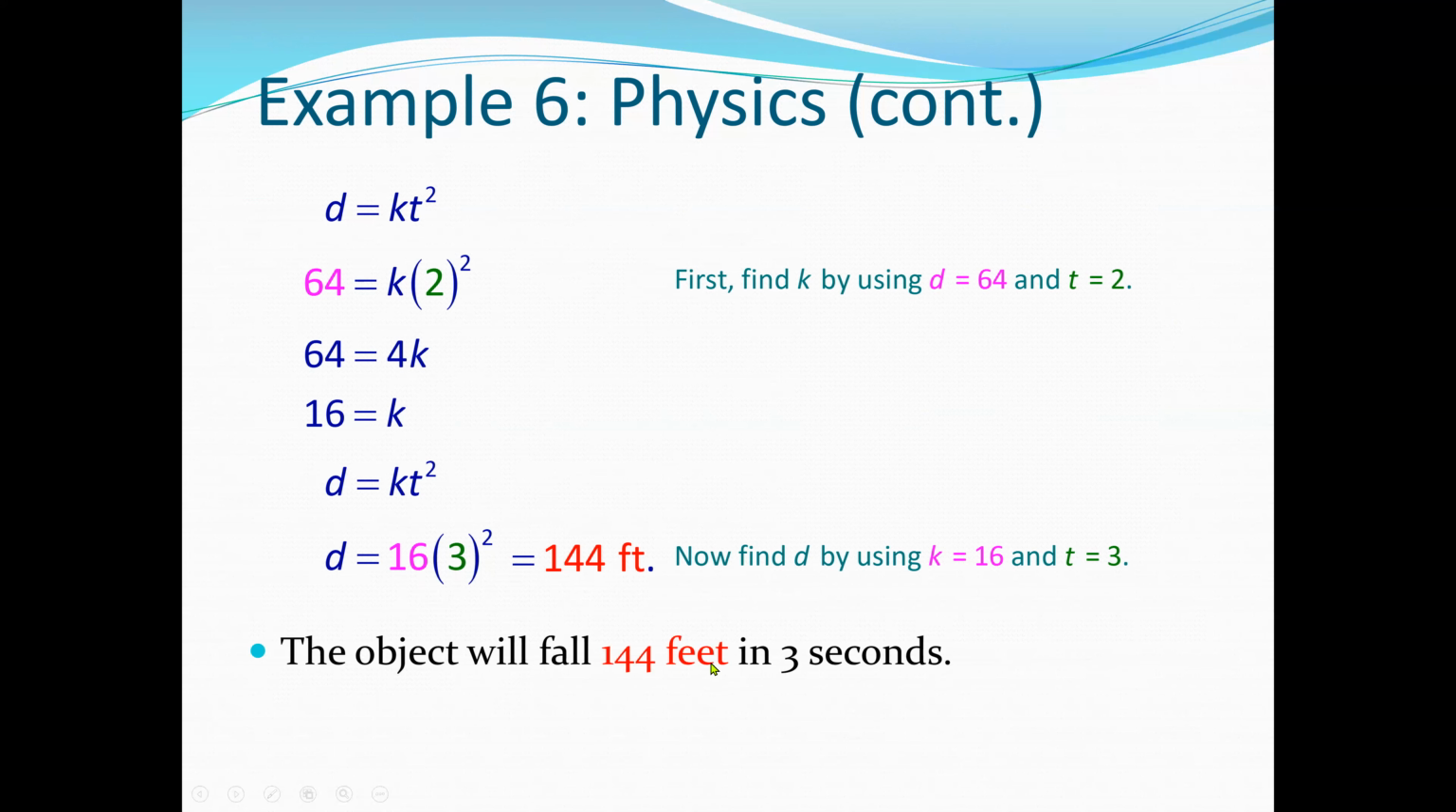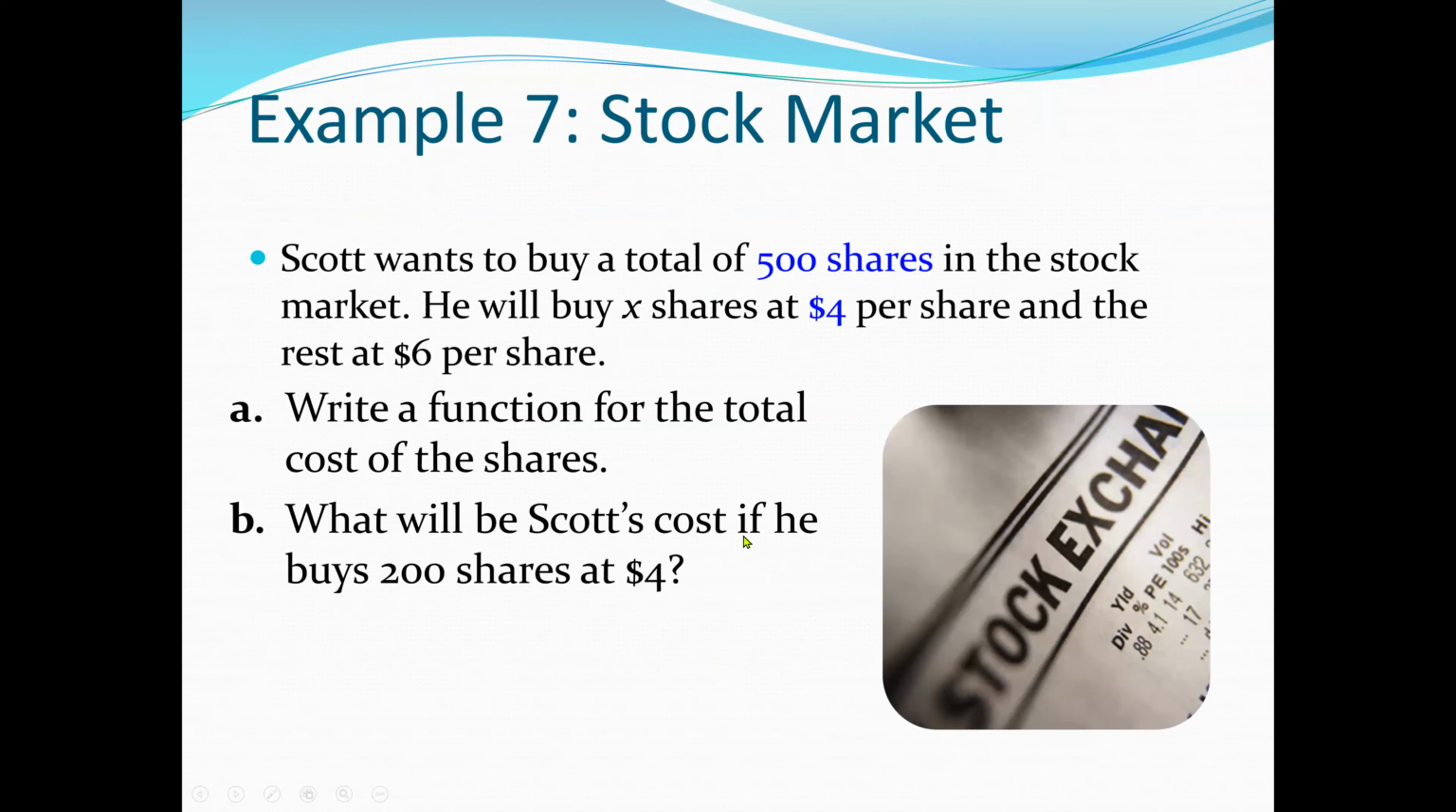So 144 feet in 3 seconds. Then we have a stock market example. Here we say that Scott wants to buy a total of 500 shares in the stock market. He will buy X shares at $4 per share and the rest at $6 per share.